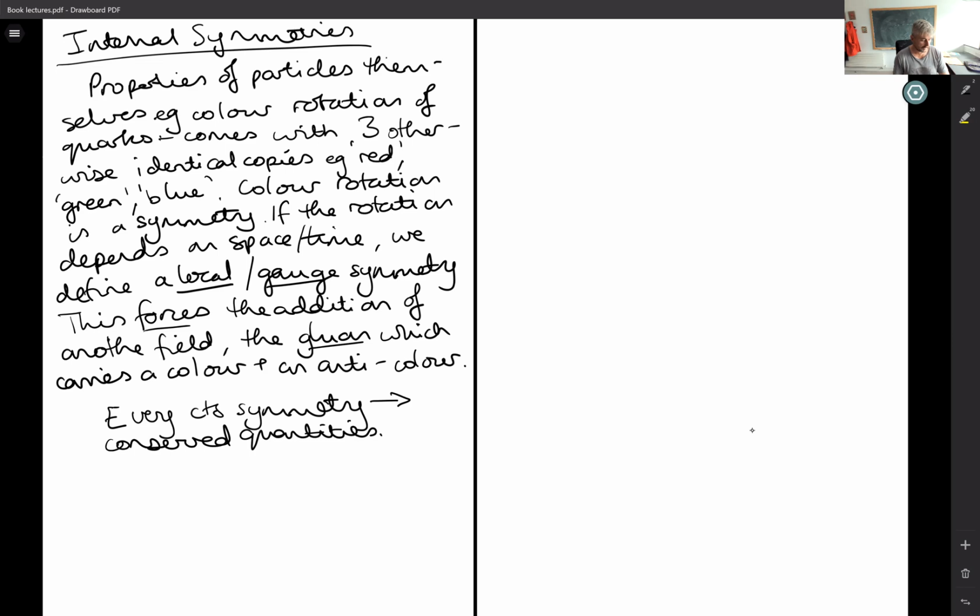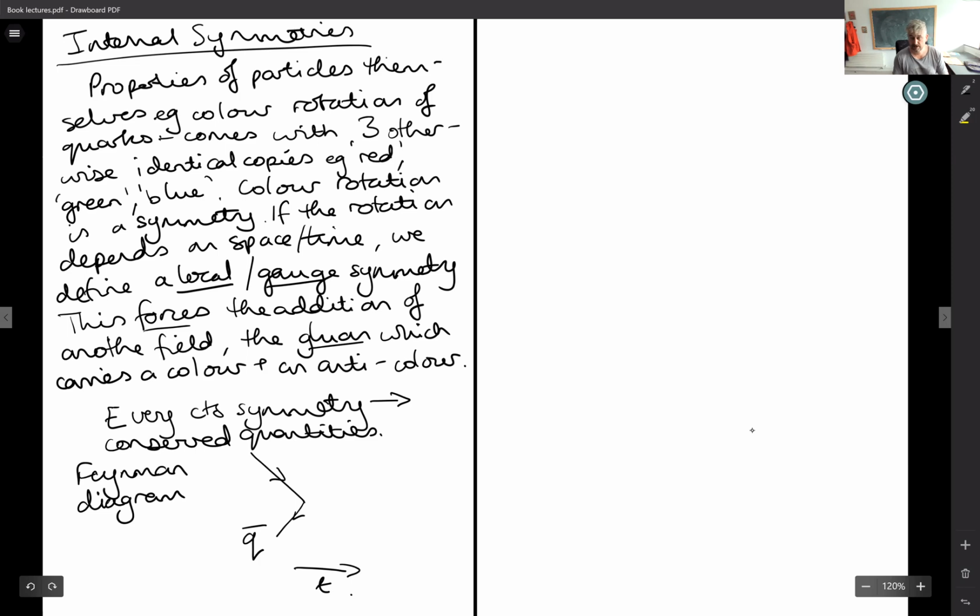So what we can do is fuse a quark and an anti-quark to produce a gluon. So I'm going to draw you a Feynman diagram, which you won't understand yet, but it doesn't matter. You can get the heuristic picture. So what's happening is time is going in this direction. We're fusing an anti-quark. This is Q bar. Let's say that's anti-blue.